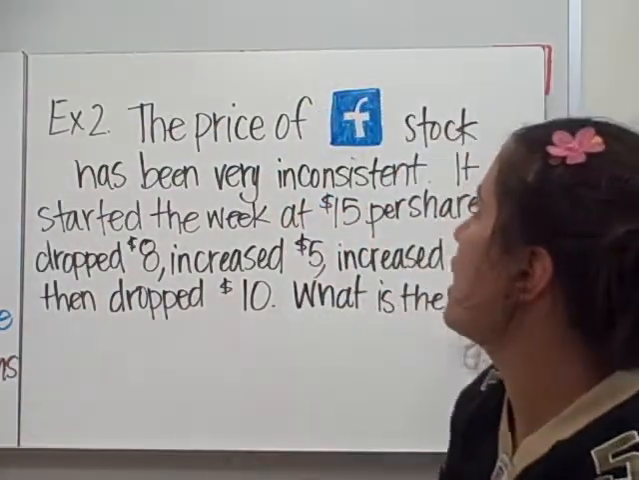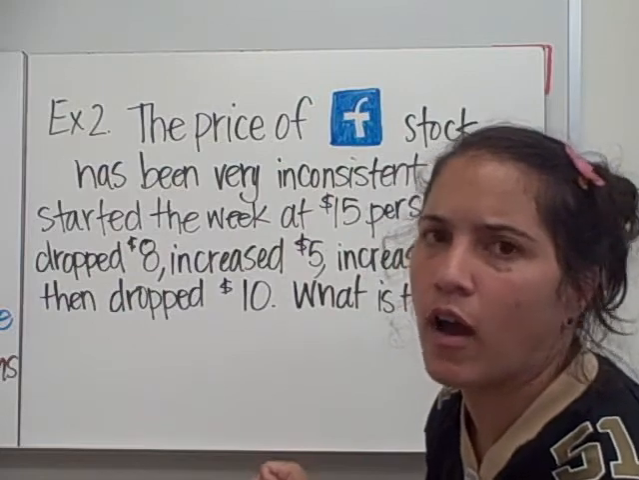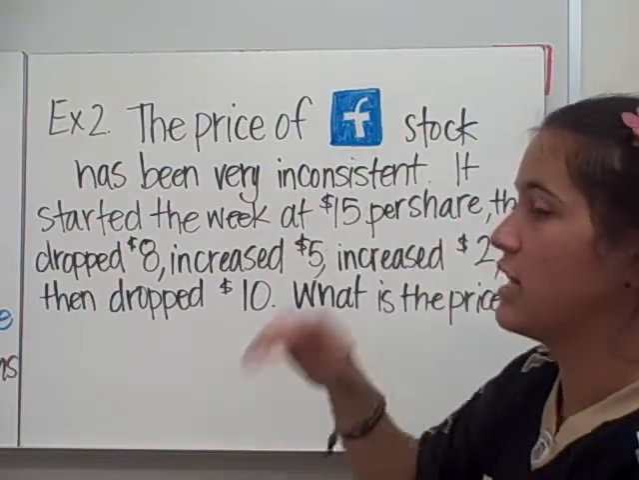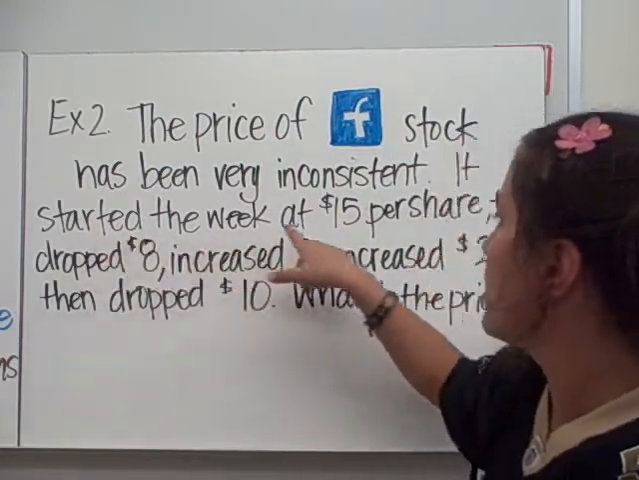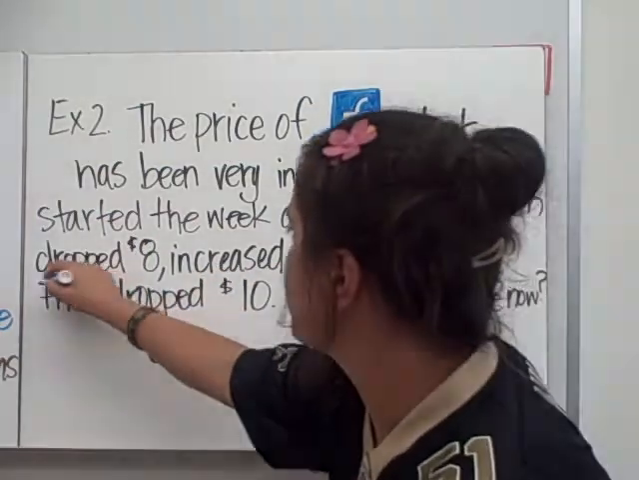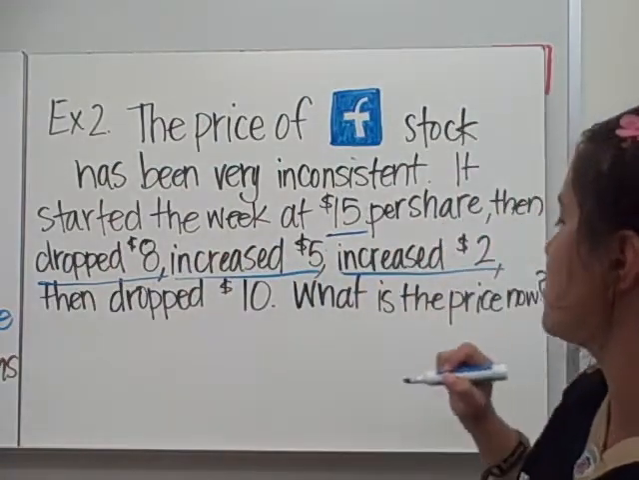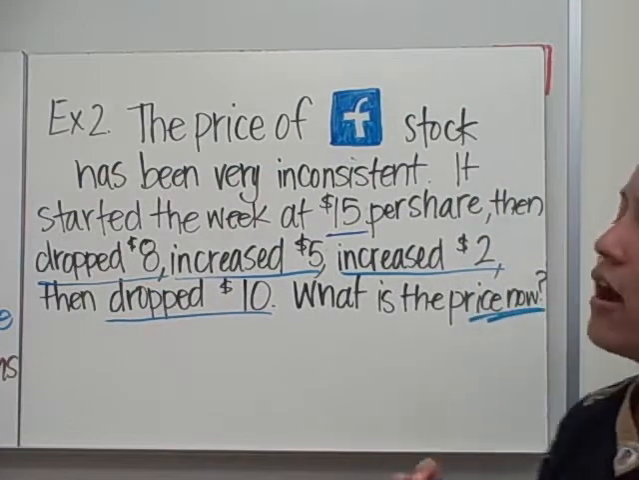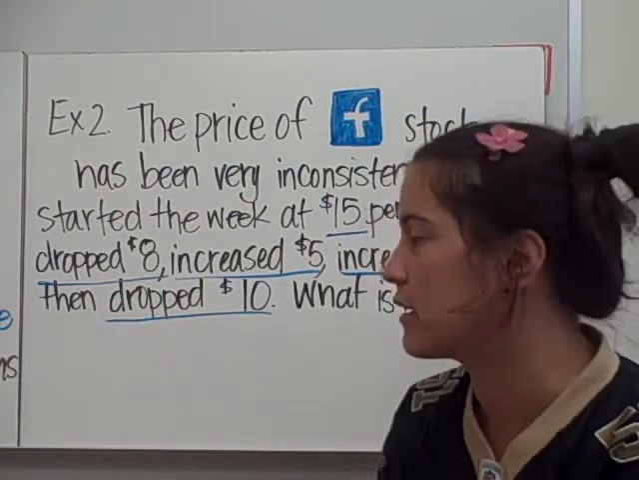Example number 2, the price of, can y'all tell what that is? I don't know if y'all have ever heard of Facebook or not before, but the price of Facebook stock has been very inconsistent. Inconsistent meaning going up and down and up and down. It started the week at $15 per share, then it dropped $8, increased $5, increased $2, then dropped $10. What is the price now? So we're looking for the price of the Facebook stock.